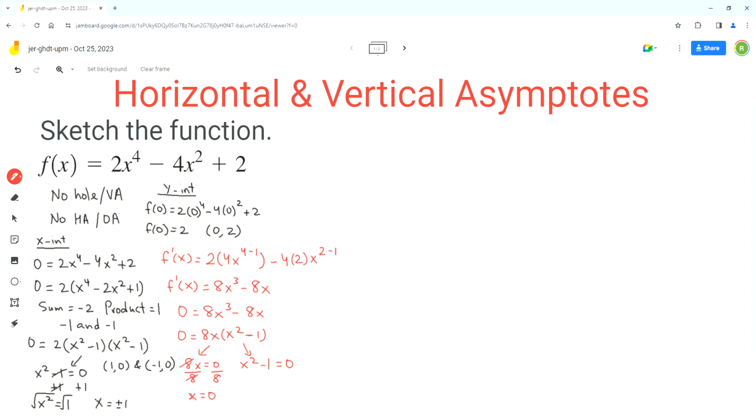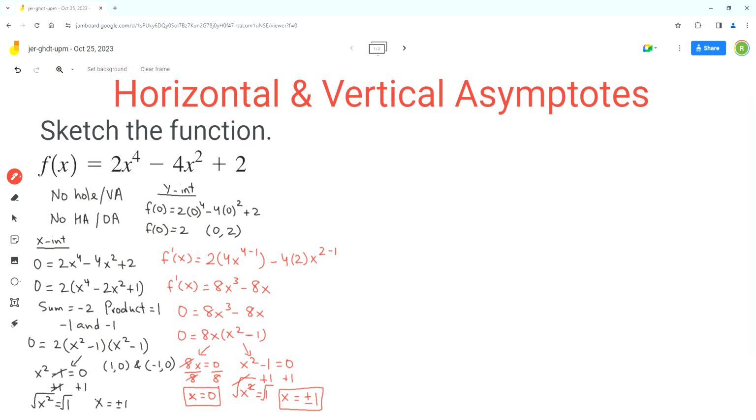Now for the other case, we add 1 to both sides. So we get x squared equals 1. And now we can apply square root to both sides. So on the left side, the square root and the square cancel each other out. So we get x equals plus minus 1. So that means there are 3 critical numbers in total. Now plus and minus 1 are also the x-intercepts. That means those x-intercepts are the critical numbers.